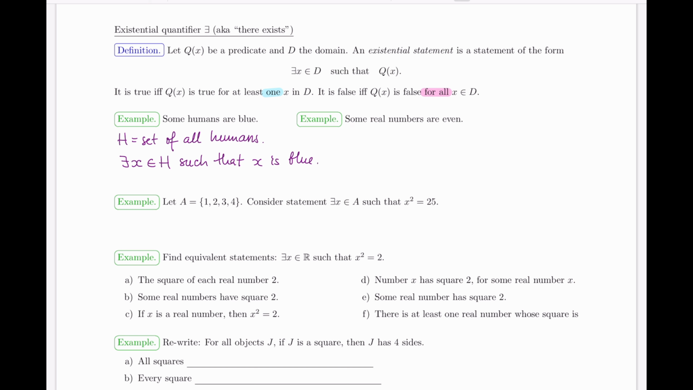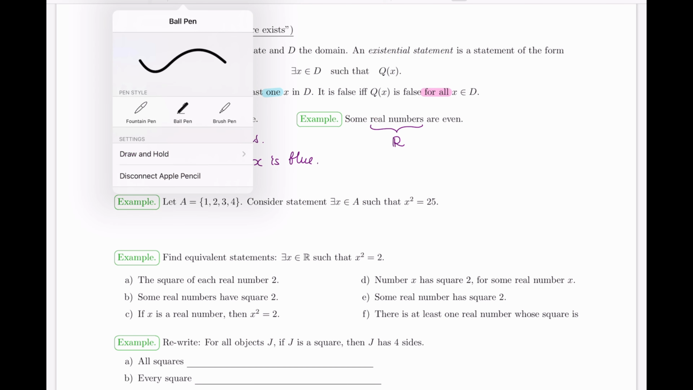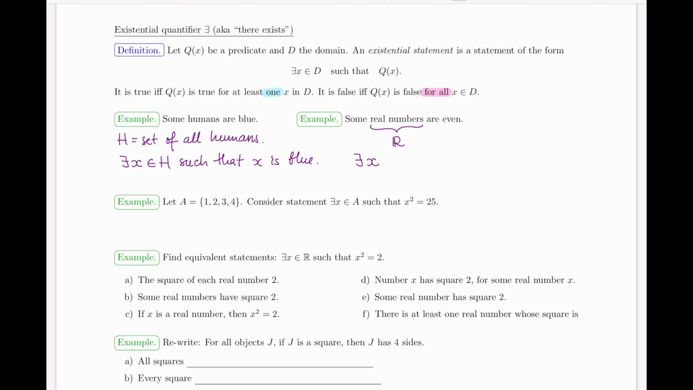Some real numbers are even. So again, we already have the notation for real numbers, so I won't have to define a new set. Some real numbers are even. So that means there exists some x in the real numbers such that x is even. All I am asked to show here is an existence. I have to show that a number like that actually exists, which means that one example will do the trick. And I have, in fact, many examples that I can come up with. So for example, x equals 2 is a real number and it is even. So I'm done. This is certainly a true statement.